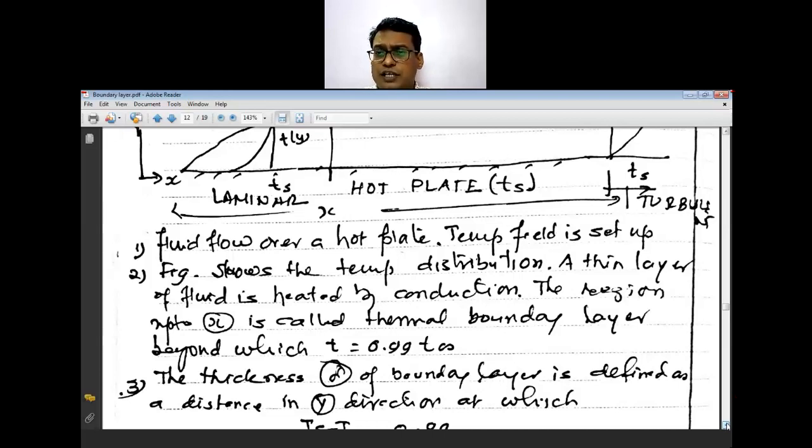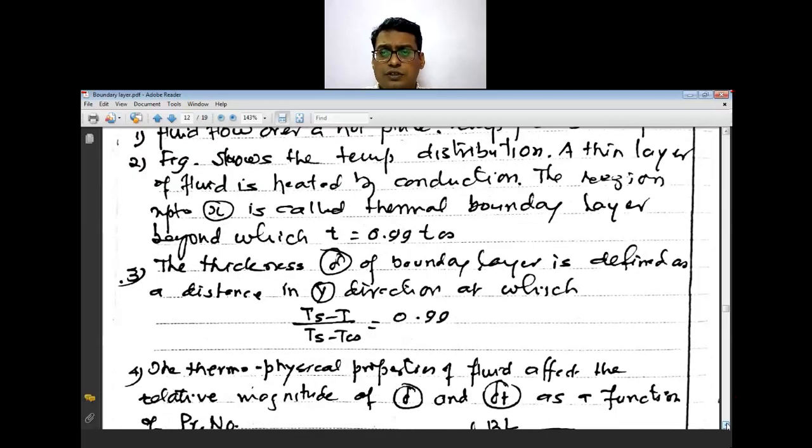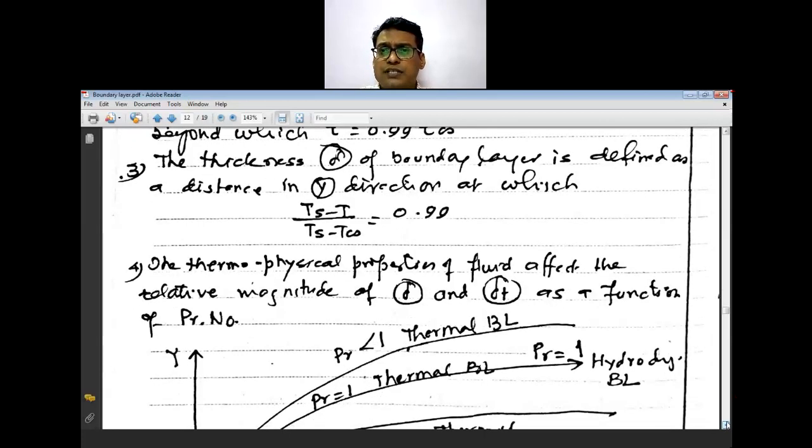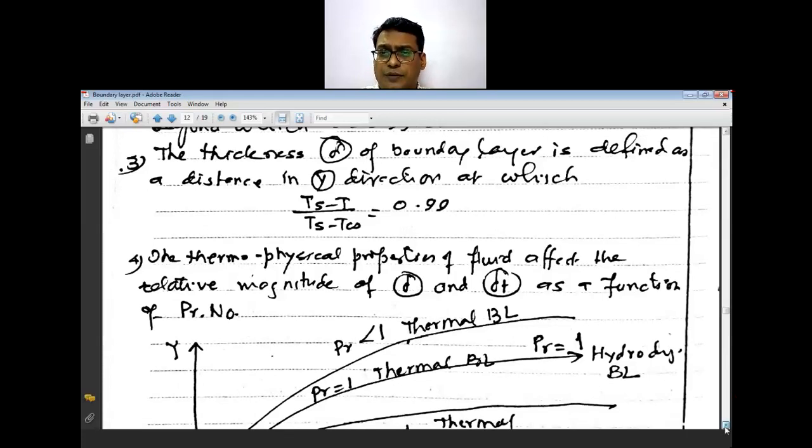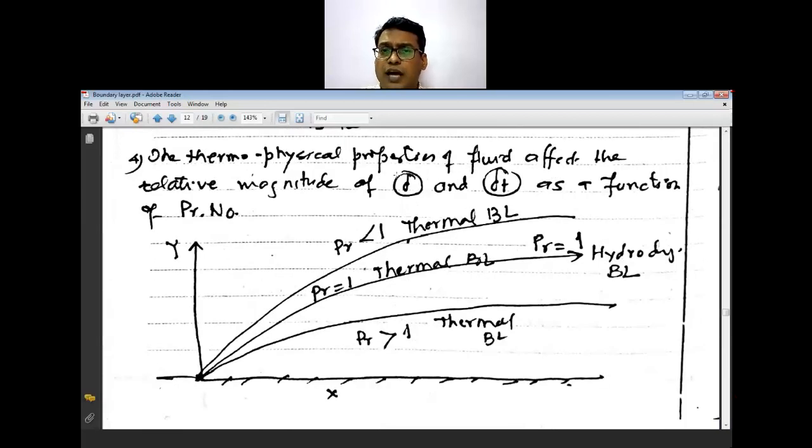So the fluid flows over the hot plate, the temperature field is set up, which shows the temperature distribution. A thin layer of the fluid is heated by conduction in the region of thickness delta. This is only our concern, these points. The thickness delta of a boundary layer is defined as a distance in y direction at which Ts minus T upon Ts minus T infinity is equal to 0.99. This one point is more important, and the thermophysical properties of the fluid affect the relative magnitude of the delta and delta T. Now how is this going to affect?